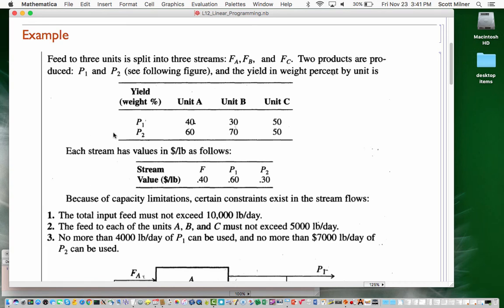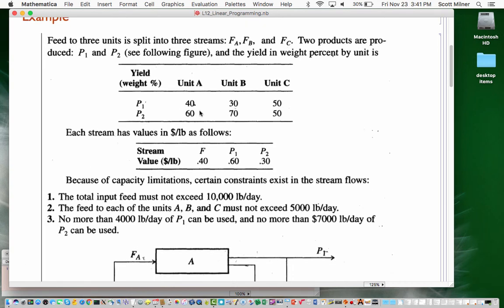So how do the units differ? Well, they have a different yield of the 2 products P1 and P2. Unit A yields 40% by weight of P1 and 60% of P2. Unit B yields 30% by weight of P1 and 70% of P2, and Unit C 50-50. And the feed costs 40 cents a pound. The product P1 is more valuable than P2. It's worth 60 cents a pound, and the product P2 is less valuable, only 30 cents a pound.